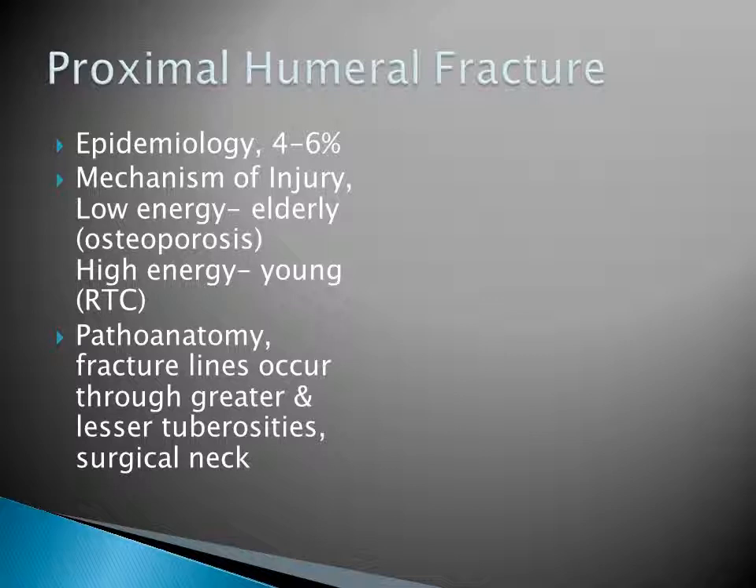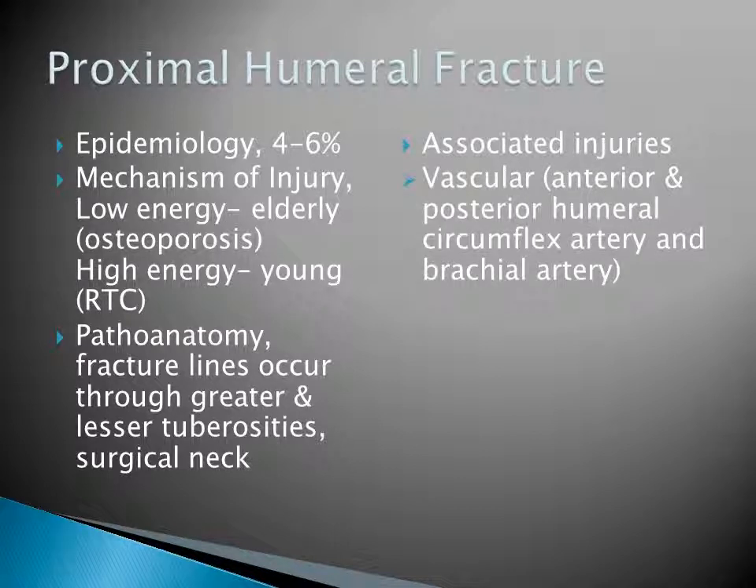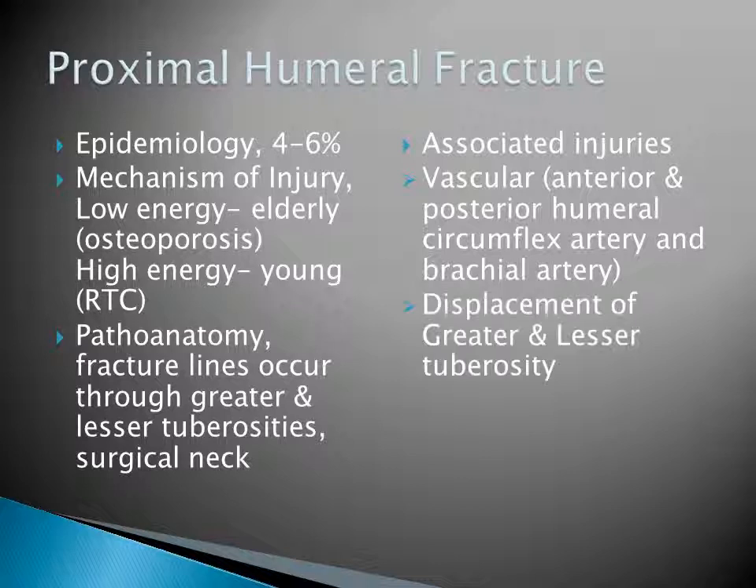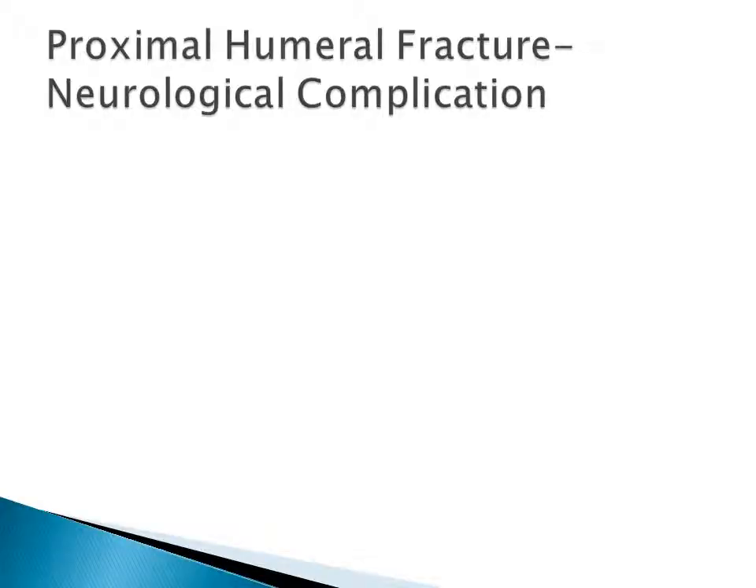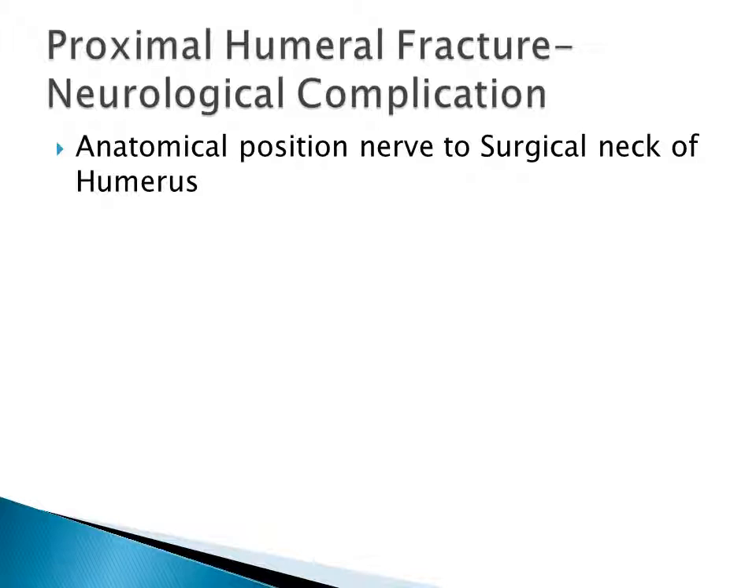Fractures of the proximal humerus are likely to occur through the greater or lesser tuberosities or through the surgical neck of the humerus. These fractures are associated with vascular injuries, most commonly to the anterior and posterior circumflex arteries, due to their close relation to the surgical neck. Also displacement of the greater or lesser tuberosity. In addition, these fractures are also associated with neurological complications. These complications are due to injury of the axillary nerve due to its close relationship with the surgical neck of the humerus.